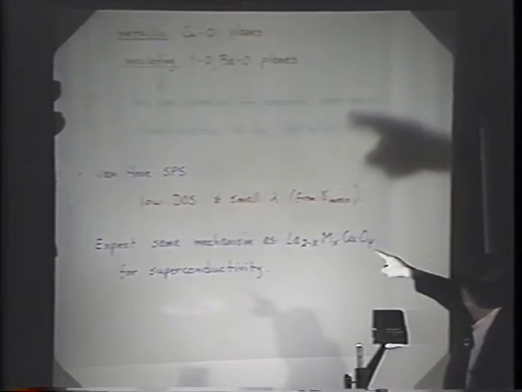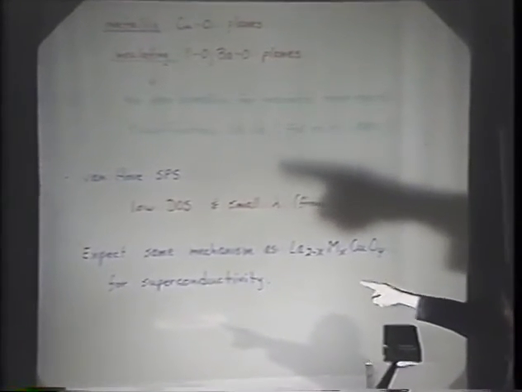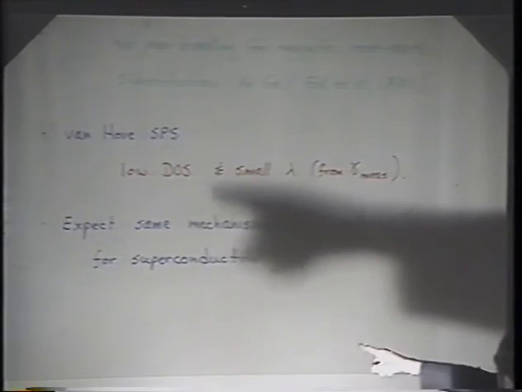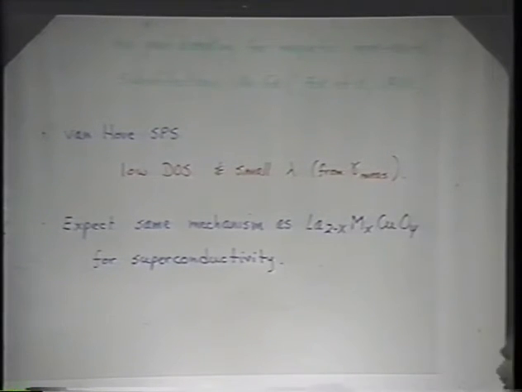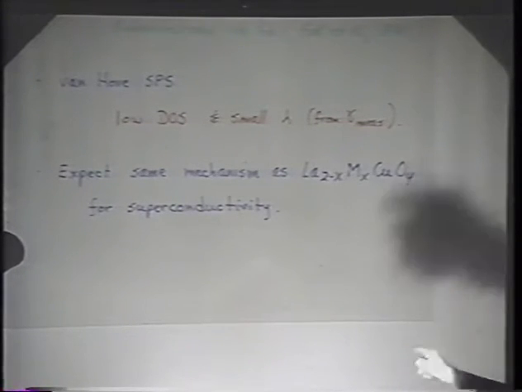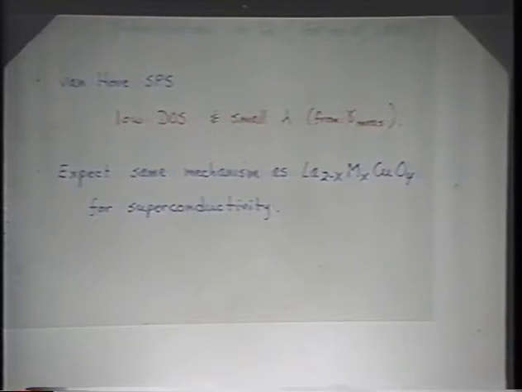No pair breaking for magnetic rare earth substitutions like gadolinium, and I was only aware of the work of Fisk et al. at Los Alamos. Apparently others have also done it, as we heard tonight. The Van Hove singularity gives, on top of this low density of states, a small lambda from the gamma measurement that we had heard from Batlogg et al. So now we expect the same mechanism as in La2-xMxCuO4 for superconductivity, and it will take only one theory, a unified theory, to explain it all. Thank you very much.